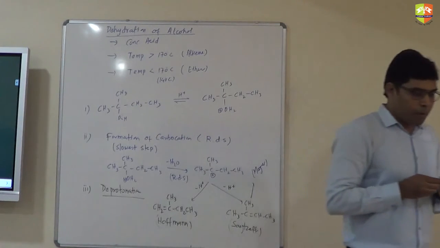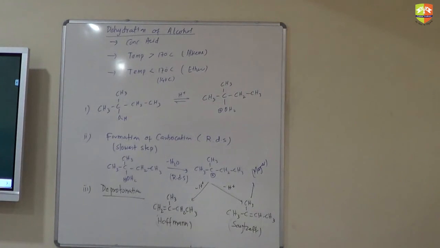Now write down the property of this reaction. Which is more major, Hofmann or Saytzeff? Major is Saytzeff. Major is Saytzeff. More stable alkene is the major.